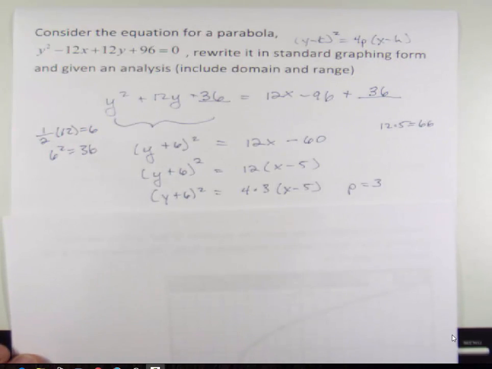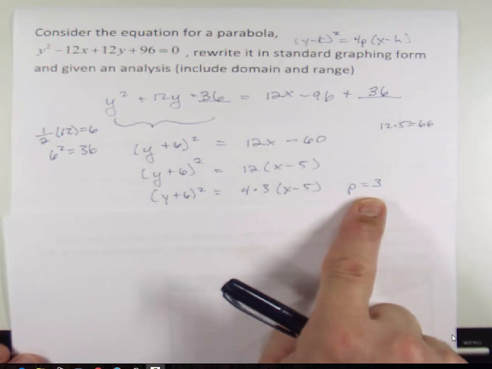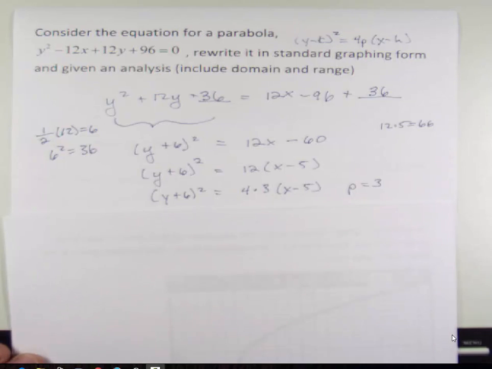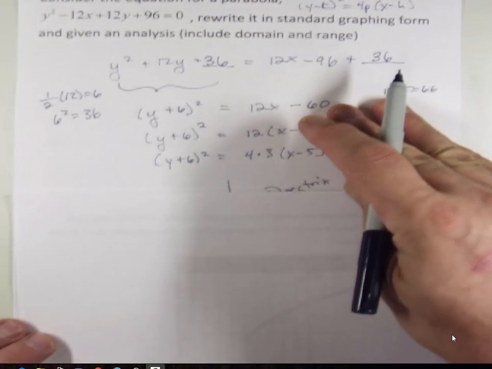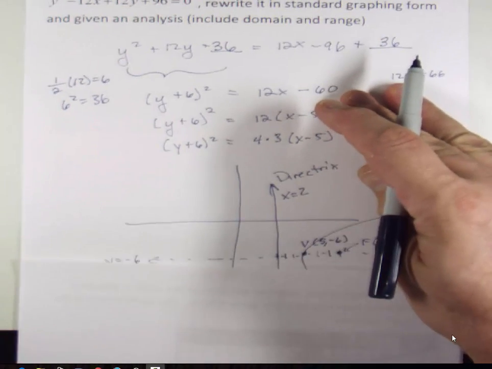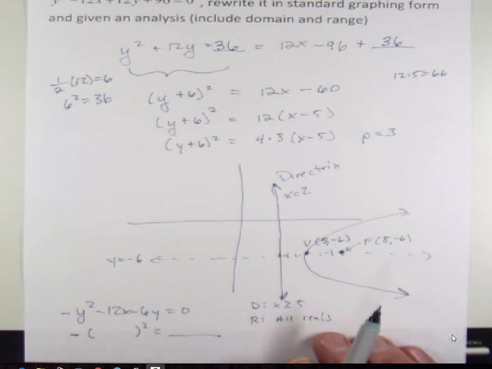Once I do that, then I put my pencil on my vertex and I go 3 right. And that's going to be my focal point. And I think that 5 plus 3 better be 8. Is that correct? So at 8, negative 6, I have my focal point, because the focal point always lives on the axis of symmetry. And you can see I've done that.